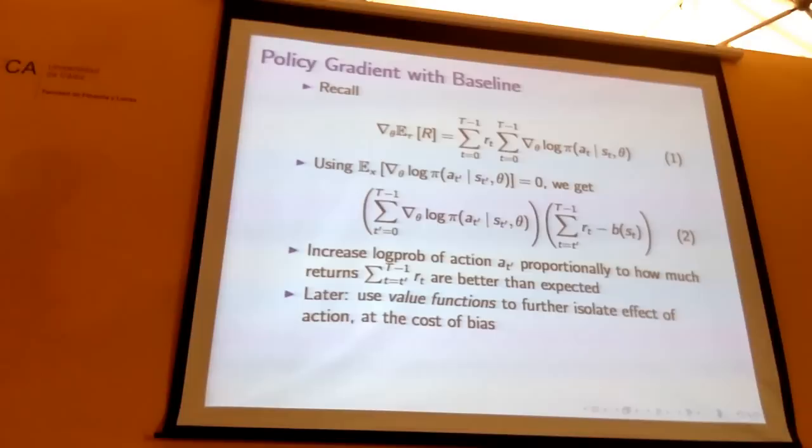Okay, and later we're gonna do even better than this by introducing value functions. Value functions in general are functions that estimate the expected return. We're going to try to further isolate the effect of a given action at the cost of introducing some bias, and this is going to allow us to figure out which are the good actions and which are the bad actions, so we can just increase the probability of the good actions.